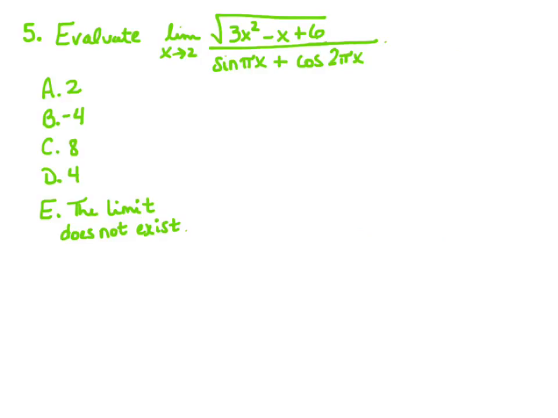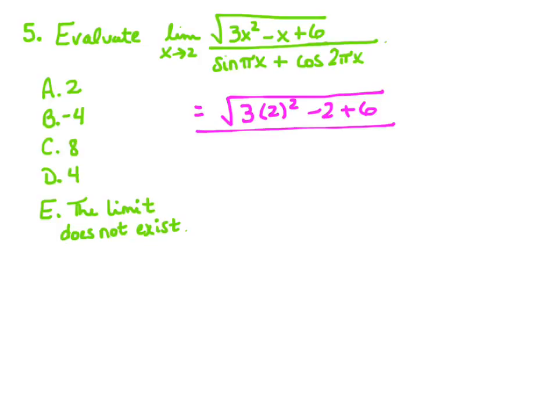Our final question for this video asks us to evaluate a limit as x approaches 2. Now again, our note cards come in handy here. If you remember, whenever we have a limit of x approaching a number, the first thing we should always try to do is to plug in the number. So I'm going to do that here. I'm going to plug in 2 wherever we have x's, over sine of pi times 2 plus cosine of 2 times pi times 2.